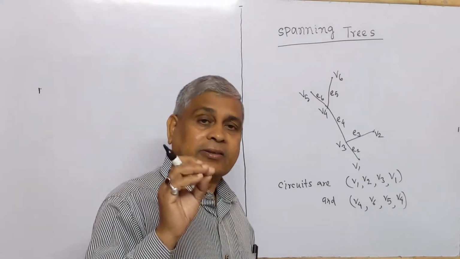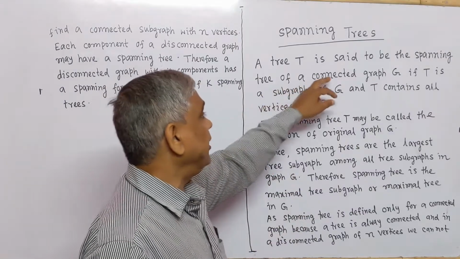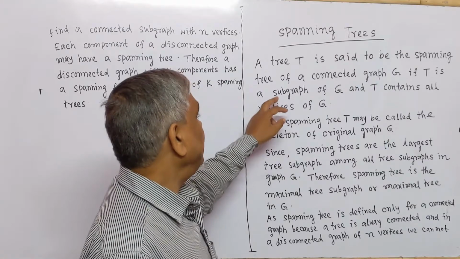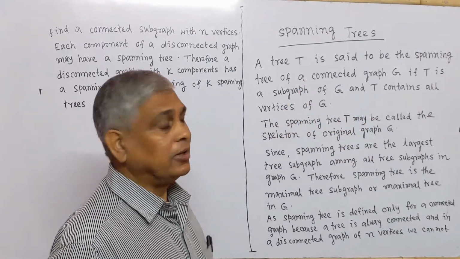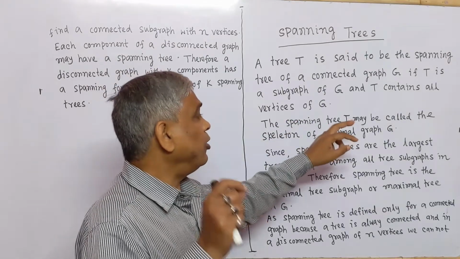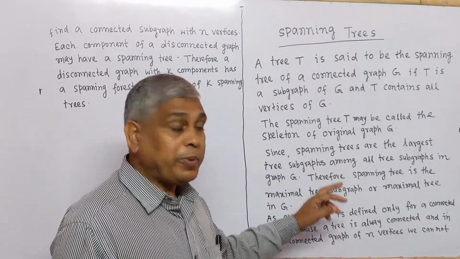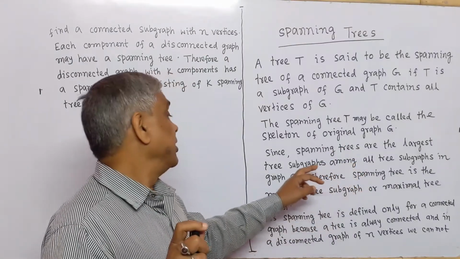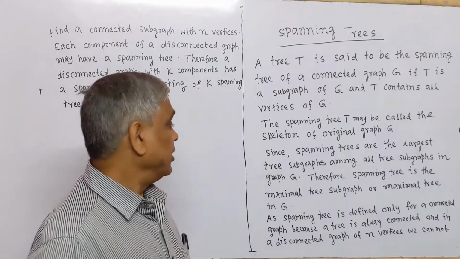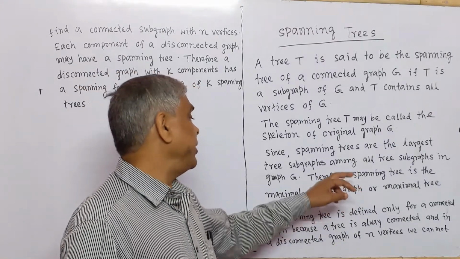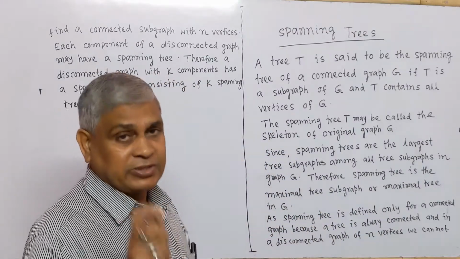Now we define the spanning tree. A tree T is said to be the spanning tree of a connected graph G if T is a subgraph of G and T contains all vertices of G. The spanning tree T may be called the skeleton of original graph G. Since spanning trees are the largest tree subgraphs among all tree subgraphs in graph G, therefore, spanning tree is the maximal tree subgraph or maximal tree in graph G.